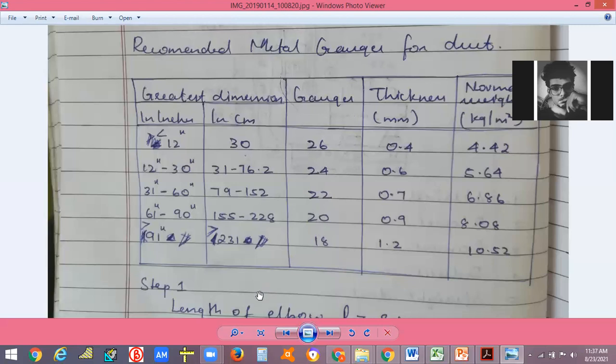So when you are writing the bill of quantity, you write this much area or this much amount of duct of 22 gauge. Then you have to write this much square meter of GI duct of 26 gauge, because the thickness of different dimensions is different. If it is greater than 91 inch or greater than 231 centimeter, the gauge should be 18, or the thickness is 1.2 mm, and the weight will also be large, 10.5.